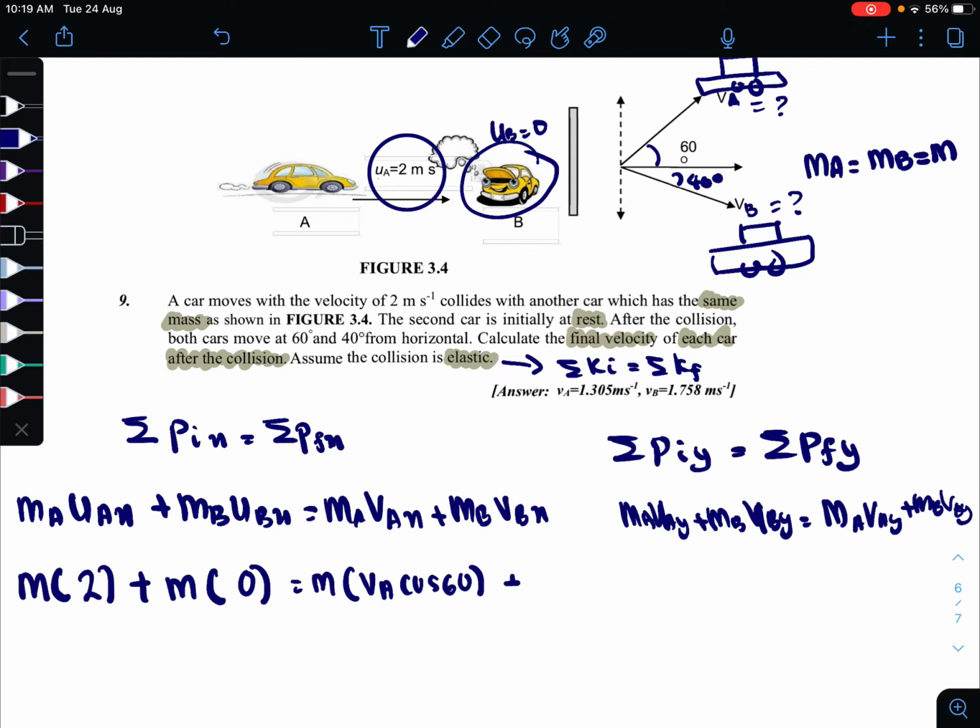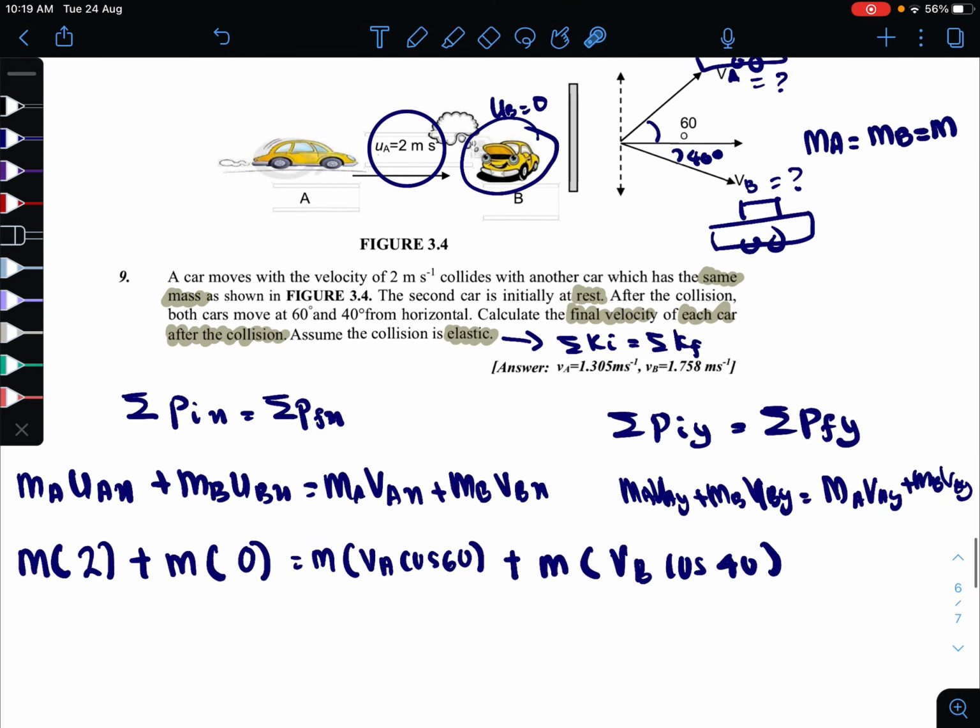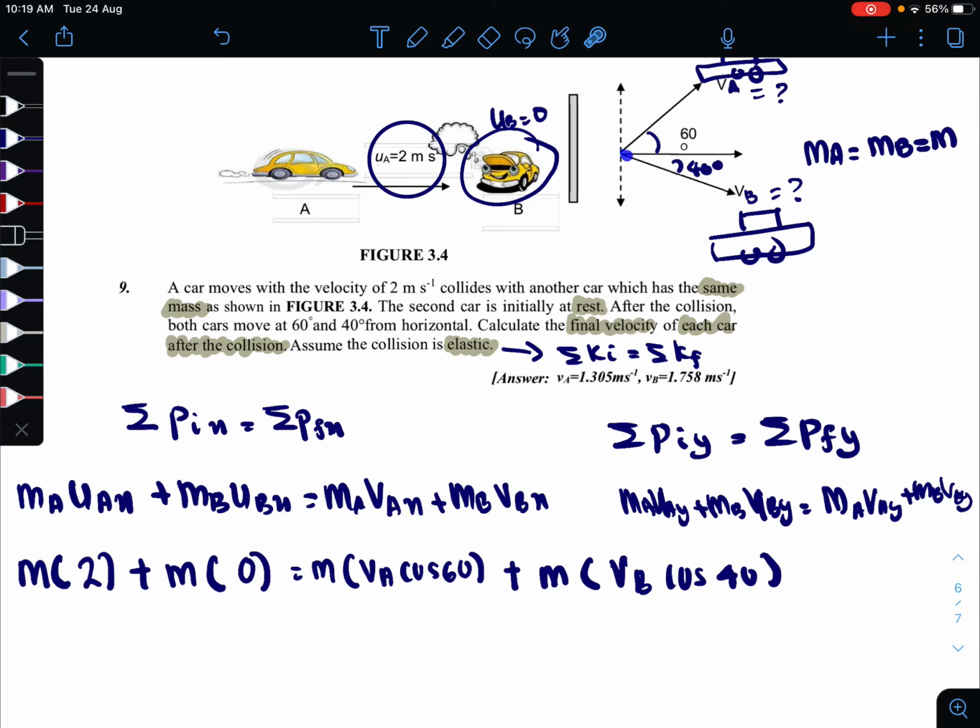And then I'm going to plus with MB adalah M and then VB cos 40 pula. Alright, VB cos 40 because your VB is here. We nak VB along X. Dia akan jadi VB cos 40 here. Okay, as you can see, both VAX and VBX are along the positive x-axis.